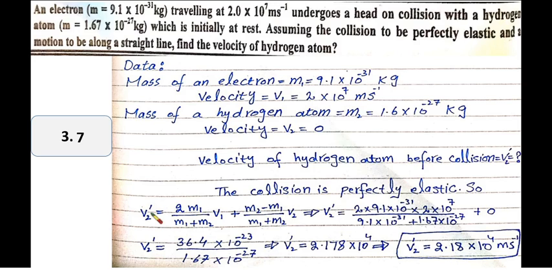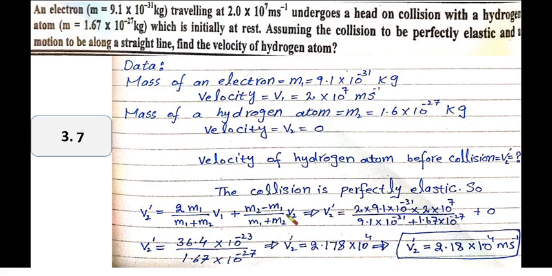The v2 prime, the hydrogen atom's velocity after collision, is equal to m1 over m1 plus m2, multiplying v1 by this whole term. Similarly, v2 is multiplying this whole term. We put all the values here, and the second term will be 0 because v2 is 0. We know the hydrogen atom is at rest, so v2 will be 0.